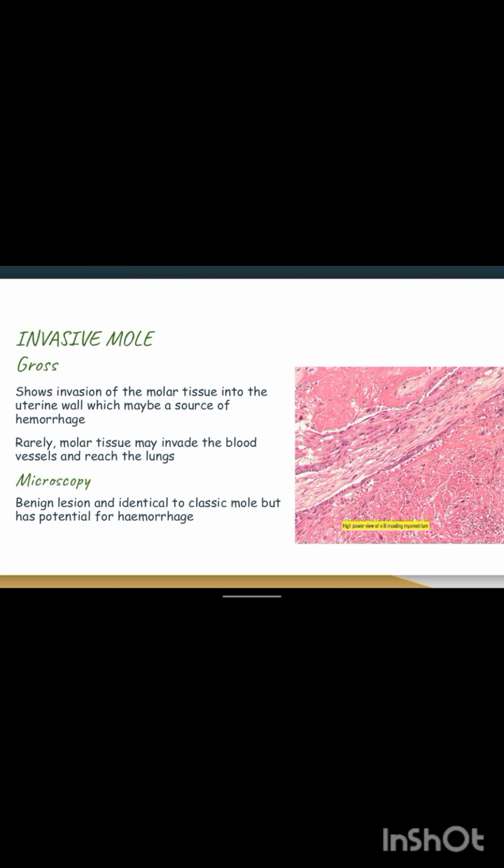Then, on looking onto the microscopy, it's identical to the classical mole, but has potential for hemorrhage. The classic clinical feature here is the hemorrhages. Here we can see the invasive nature of the hydatidiform mole here.